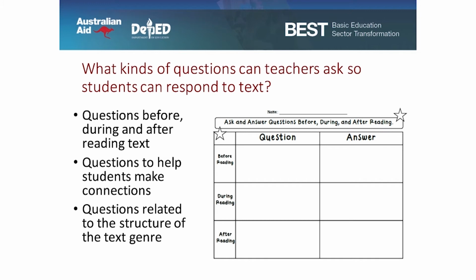Questions to help students make connections. Can you ask questions about the text related to what you already know? Are there questions that after you've read the text that you started asking because this is new to you? So forth. Questions related to the structure of the text genre. Now, in this case, it's text structure if it's informational text. What do you think was the writer or this article trying to do? Was it trying to describe, to compare and contrast, and so forth?